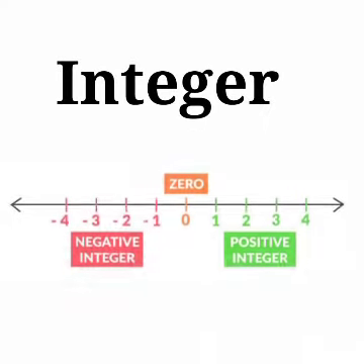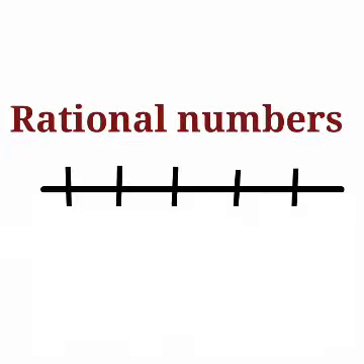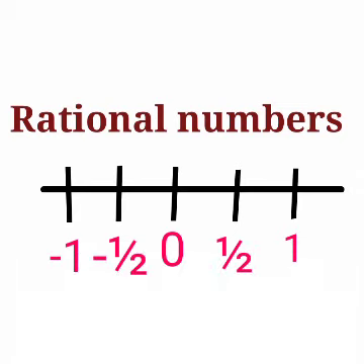In integer, the line extends infinitely on both sides. In rational numbers, the line extends infinitely on both sides. But you can see now the numbers between minus 1 and 0. The number is minus 1 by 2. And between 0 and 1, the number is 1 by 2.